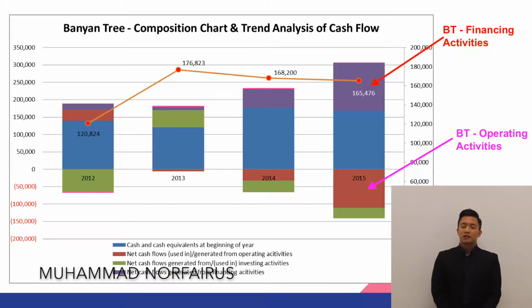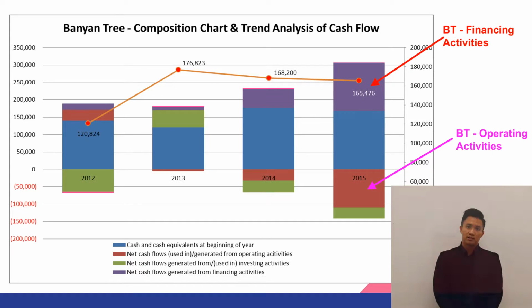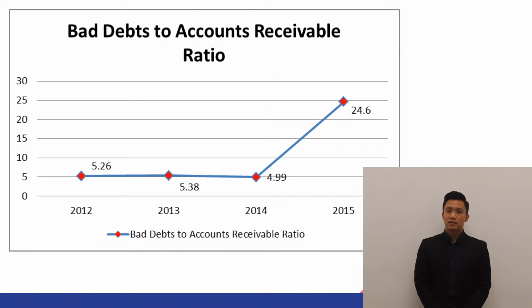Banyan Tree's overall cash receipts are likely to increase from 2012 to 2015. However, the major source of cash leakage comes from its operating activities, which is actually in the red. Overall, most of Banyan Tree's cash receipts are generated from its financing activities to keep the company afloat. This is reflected in the major spike in the bad debts to accounts receivable ratio, which is indeed worrying, and the team has opined for Banyan Tree to tighten up credit management processes.